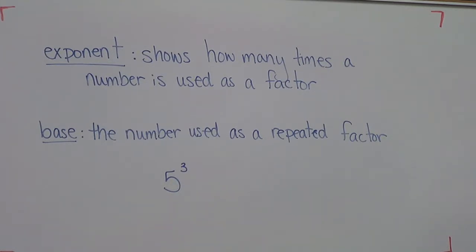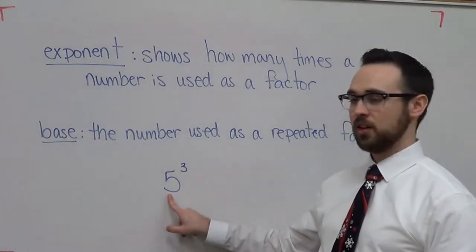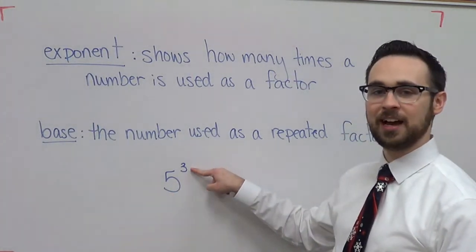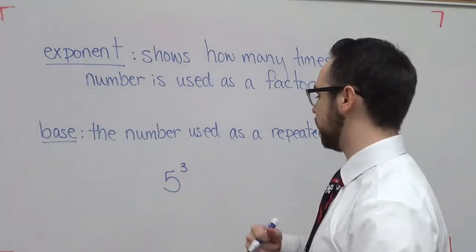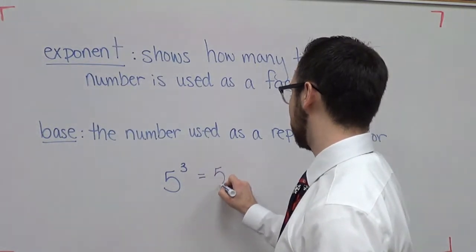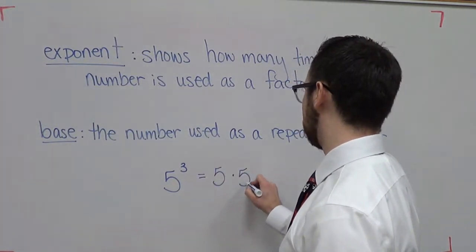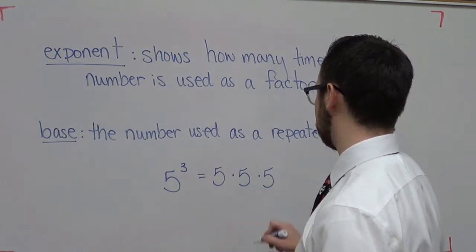So remember, a factor just means that it's a number being multiplied by. And the base is what we use as the factor. So, for instance, I have 5 to the third power is how we read that, or 5 cubed. What that means is 5 is my base, and I'm using it 3 times as a factor. But the way that you write that is 5 times 5 times 5.